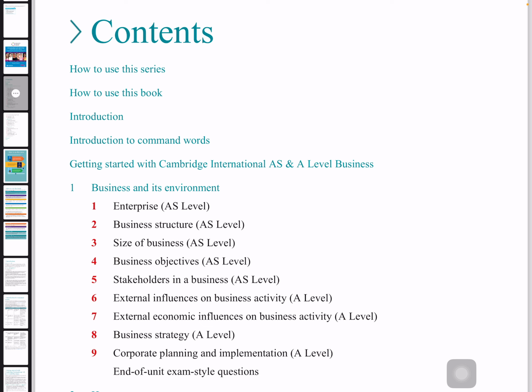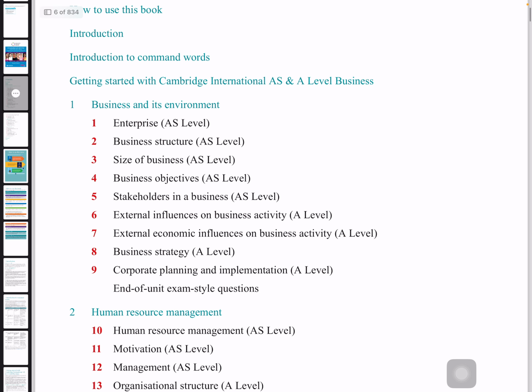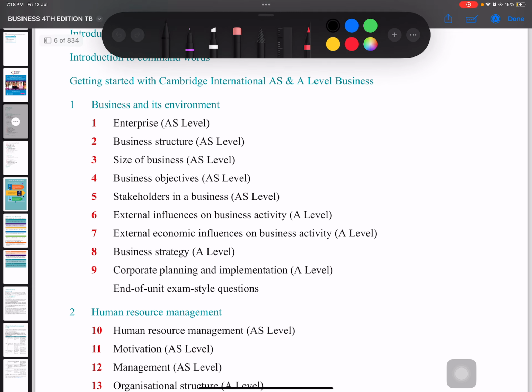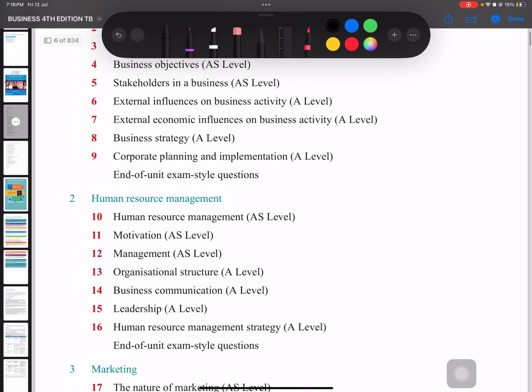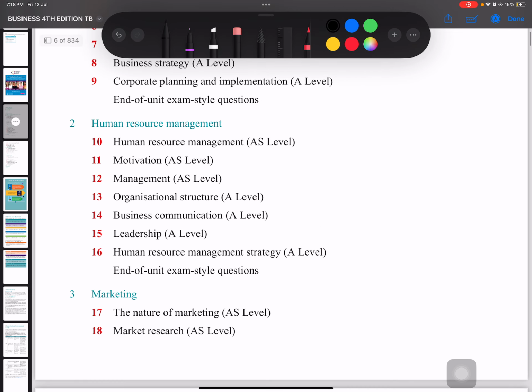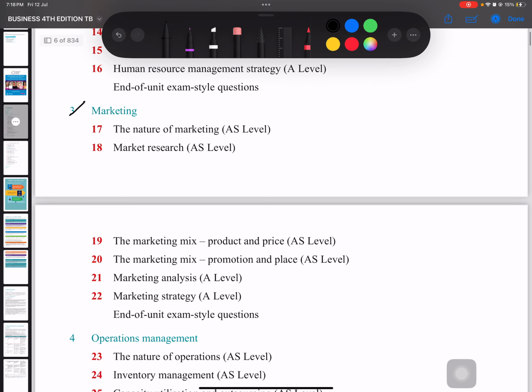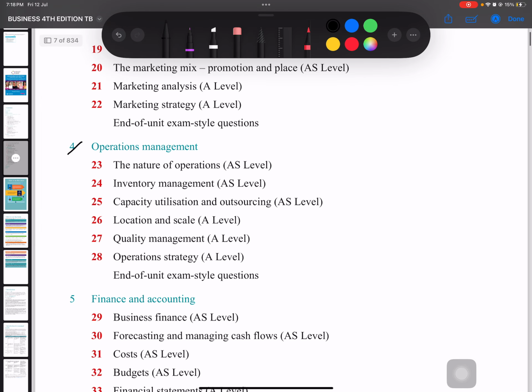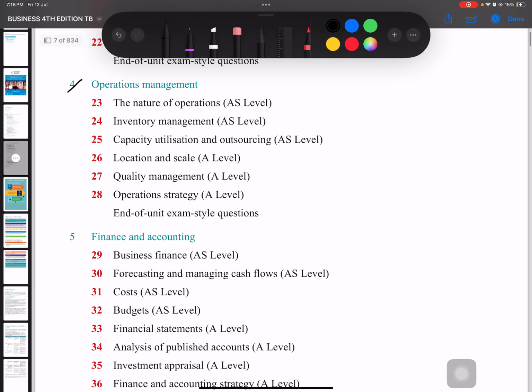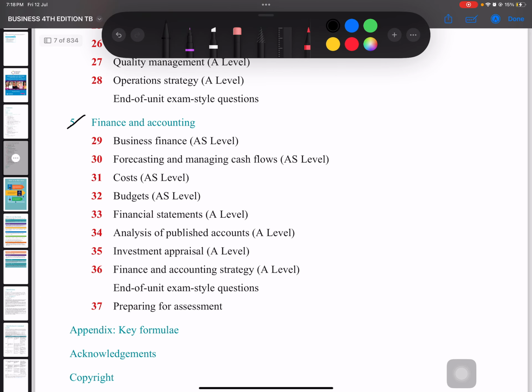So, starting off with our units, we have 5 units, mainly business and its environment, human resource management, marketing, operations management, and finance and accounting. In these, you can clearly understand the difference between AS level and A level chapters. They are clearly mentioned with these brackets.